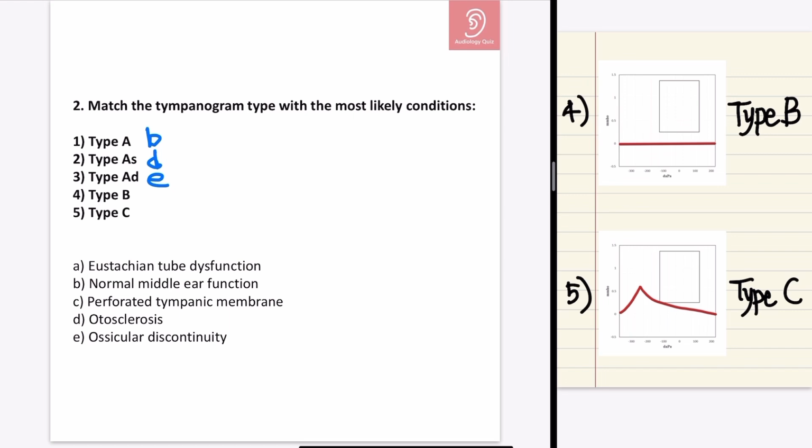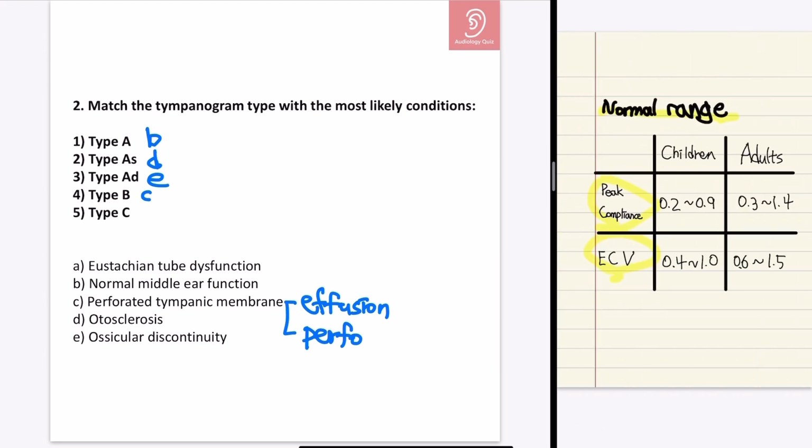4. A type B tympanogram is flat, which means the tympanic membrane is not moving as expected. This can be due to fluid in the middle ear, commonly seen in otitis media with effusion, or a perforated tympanic membrane. How do we tell the difference? By checking the ear canal volume. If ECV is normal or small, it suggests fluid in the middle ear. If ECV is large, it indicates a perforated eardrum or an open pressure equalization tube.